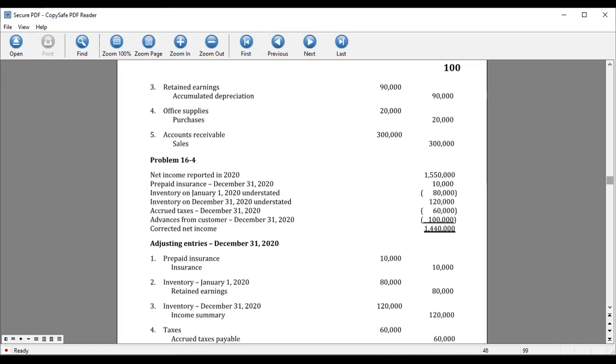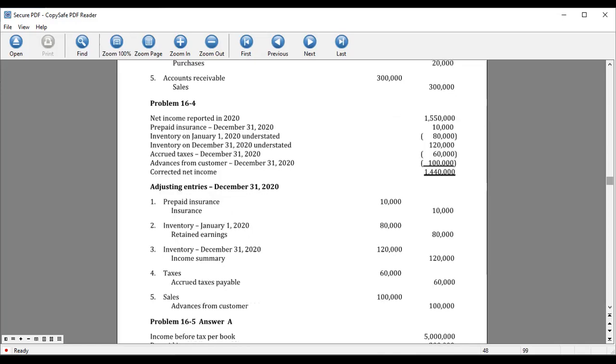So that's 3 over 12 multiplied by 40,000. The prepaid portion is only 10,000. That should be added back to net income. Inventory on January 1, 2020 was understated by 80,000. On December 31, 2020 it was understated by 120,000. So your entry for inventory on January 1, 2020, is debit inventory 80,000 and credit retained earnings for 80,000.